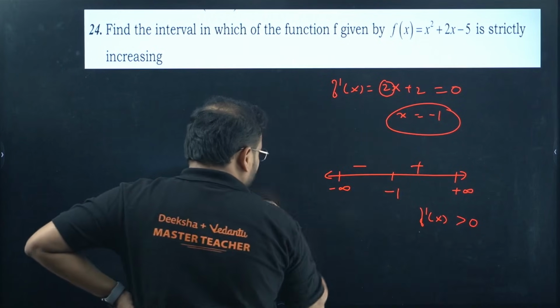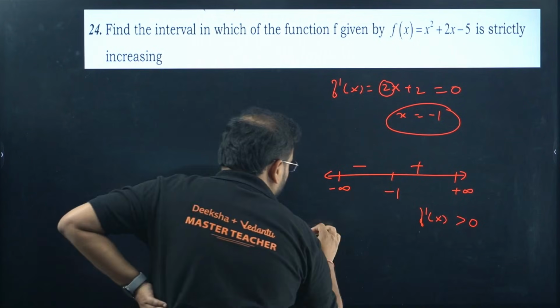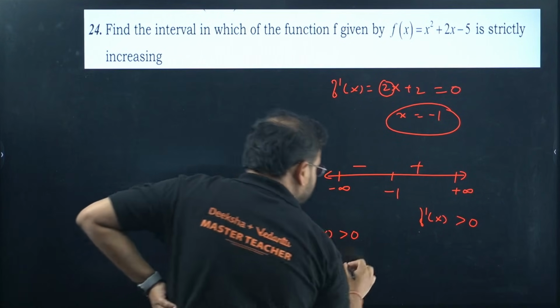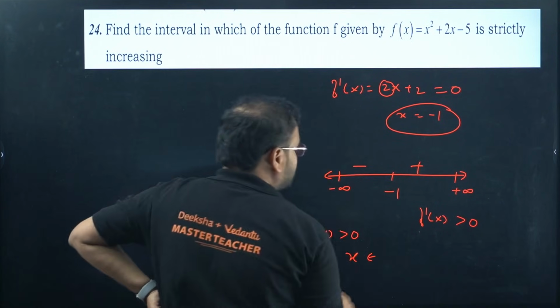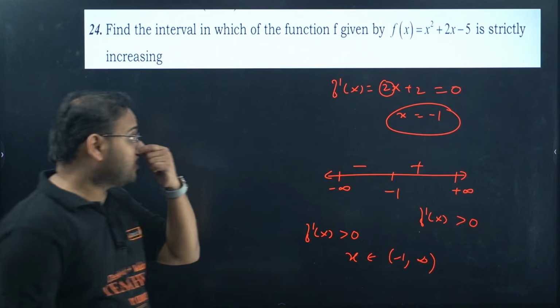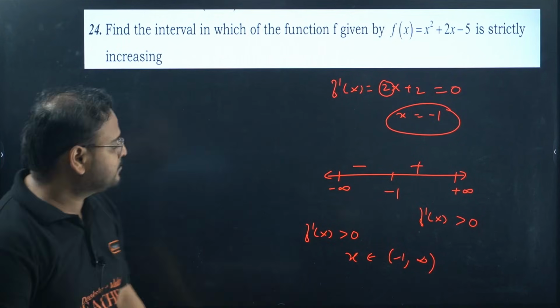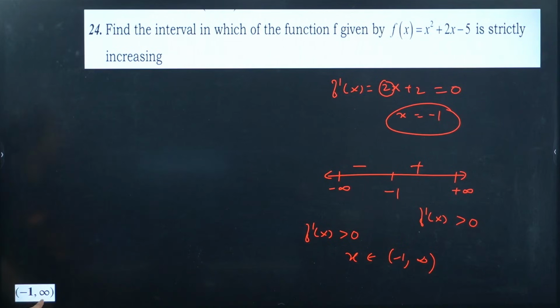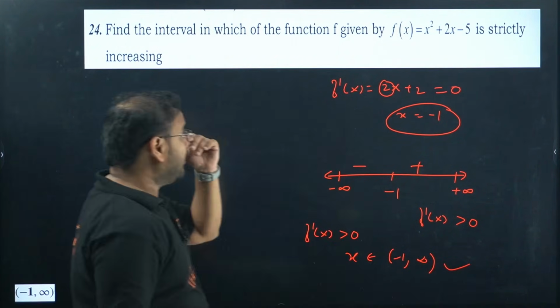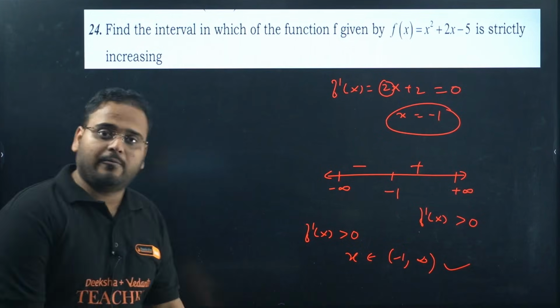Okay, so if I'm looking for strictly increasing function, I have to go with f dash of x more than 0. And that happens when x belongs to -1 open to infinity open. Not close, because I'm looking for strictly increasing nature. So -1 open to infinity open. Please check. This is the final answer. Another 2-marker question. Very simple, right?